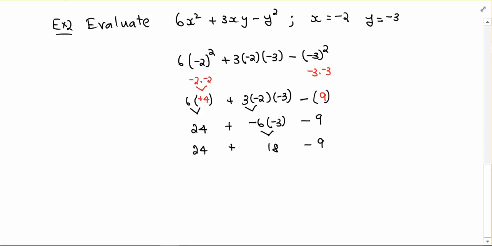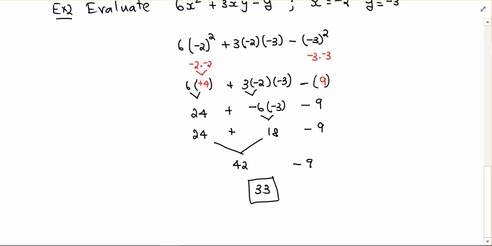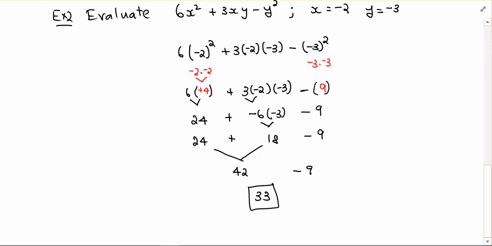And now it's a question of adding and subtracting, and I again work the problem from left to right. So these two get added first, and so 24 plus 18 is equal to, let's see, 42, and then minus 9, and 42 minus 9 is 33. And there is your answer. So remember, when you're doing these evaluate problems, to always use parentheses when you're putting in a variable.